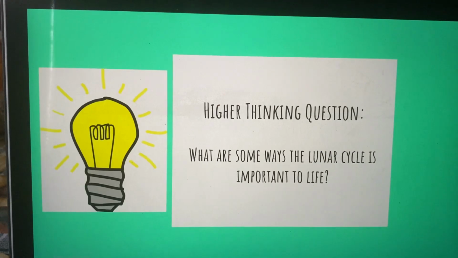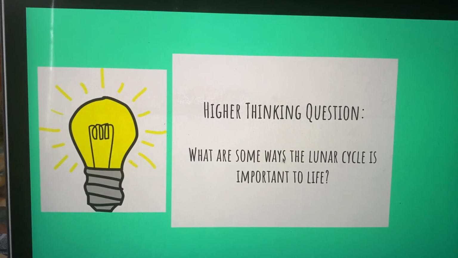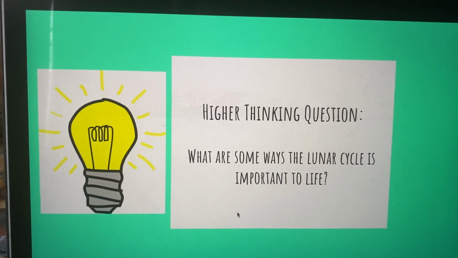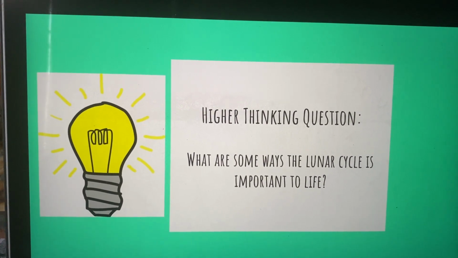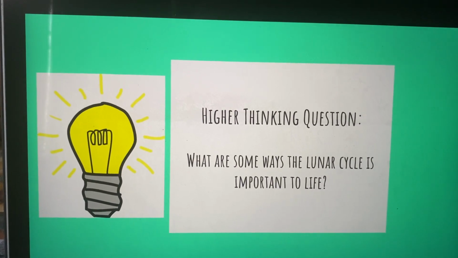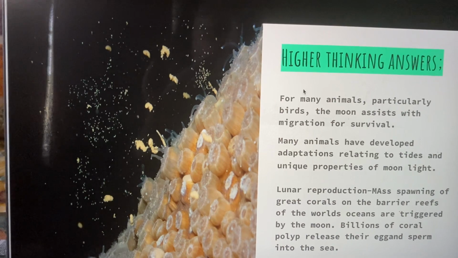From there, we have a higher thinking question. What are some ways the lunar cycle is important to life? How could the lunar cycle be important to life? Well, let's see. Here's a few answers.